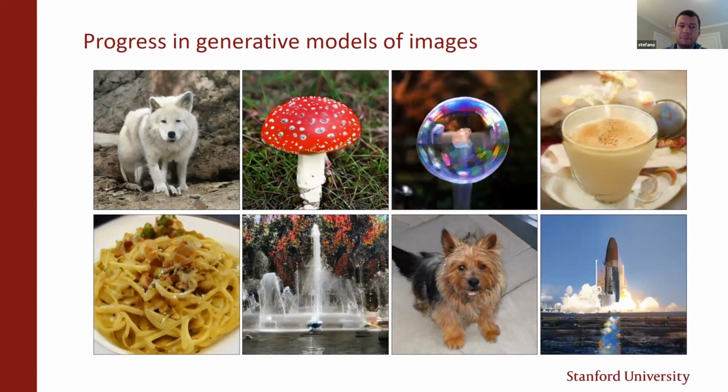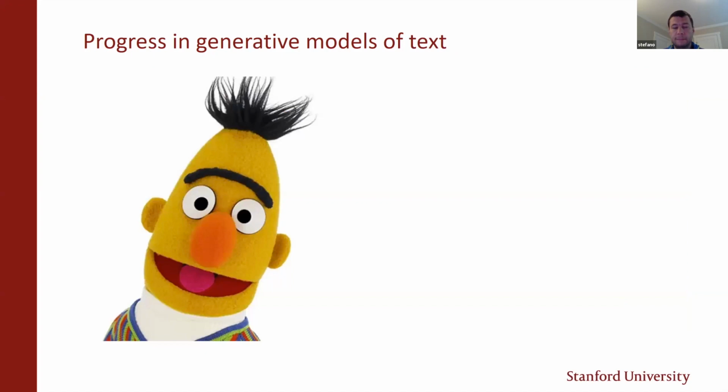And similarly, if we think about other modalities, there's been a lot of progress in natural language processing using generative models. These days, it has become pretty standard to pre-train models for many kinds of NLP tasks using representations learned by a language model, which is just a generative model of text trained over huge corpora of unlabeled text. And these models work reasonably well.